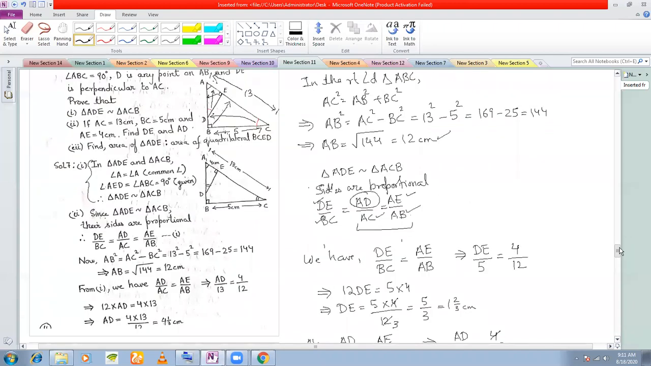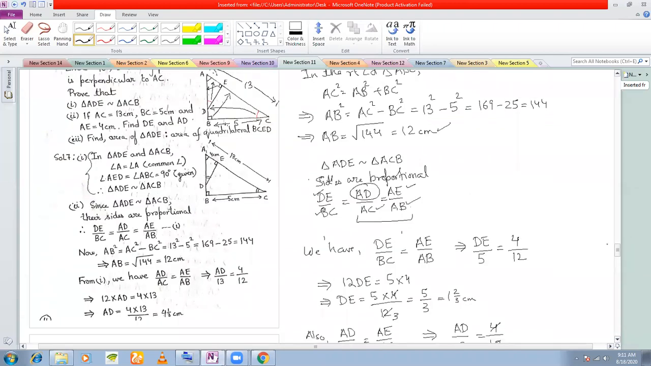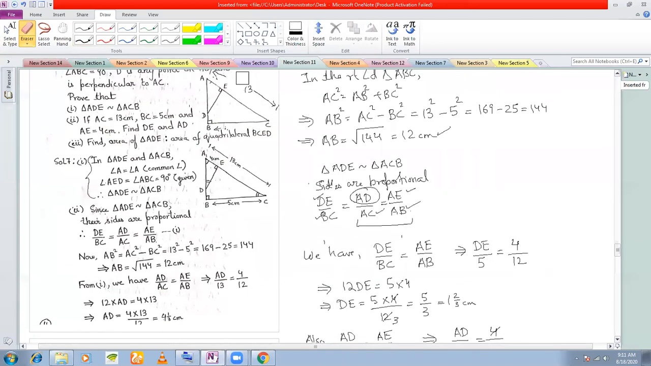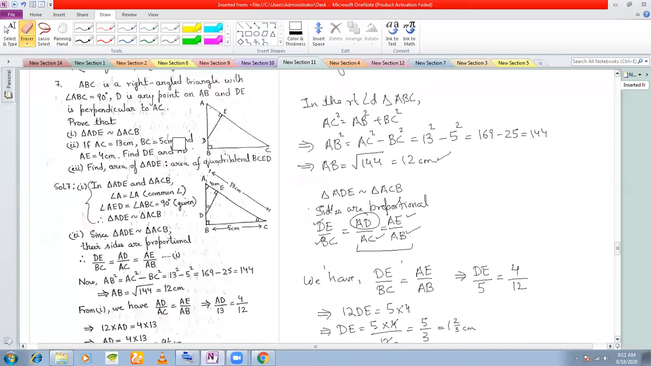Now the question is to find the ratio of the area of triangle ADE to the quadrilateral BCED. What do you mean by this? Let's see. You need to find out the ratio of the area of this red triangle ADE to the area of quadrilateral BCED, this blue quadrilateral.